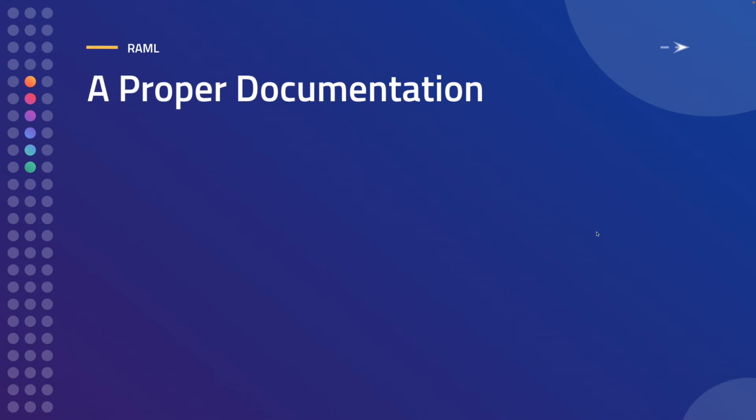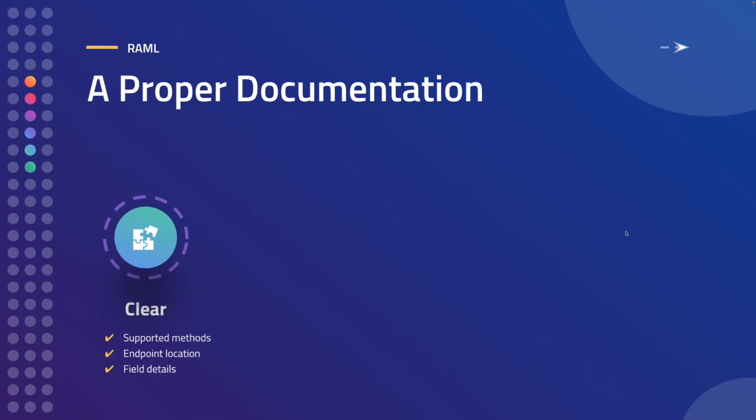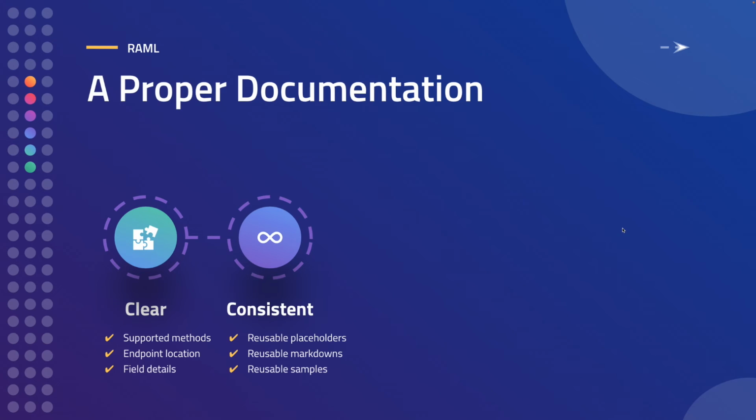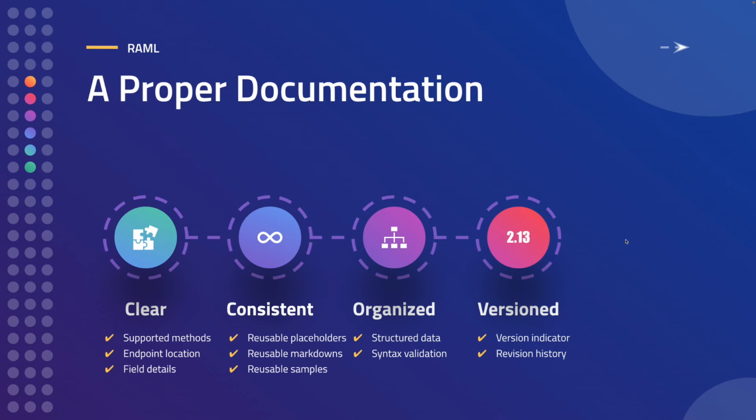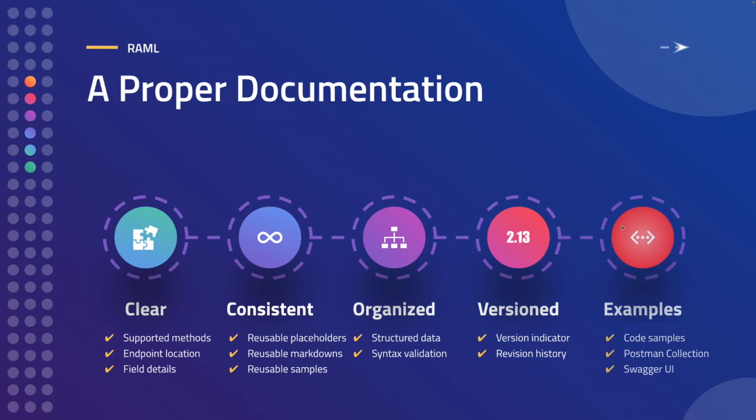Now, let's conclude how RAML makes it easy to create proper documentation. Clear: methods, locations, field names, and types, we know what to pass. Consistent: with reusable definitions, the terminology is consistent. Organized: since RAML is a language, we enjoy well-structured data that reflects on how the end result looks like. For example, the generated HTML file contains a list of endpoints with details about each endpoint. Versioned: the version field is the only indicator, and with Git we can see the revision history. With examples, we can provide code samples so users can see how things are used. For example, in an HTML page, interactive RESTful API console, a local server, etc.